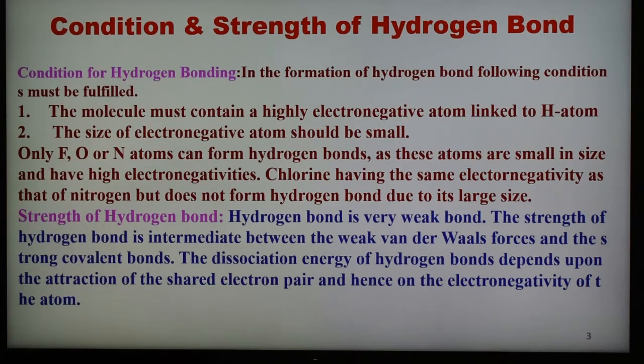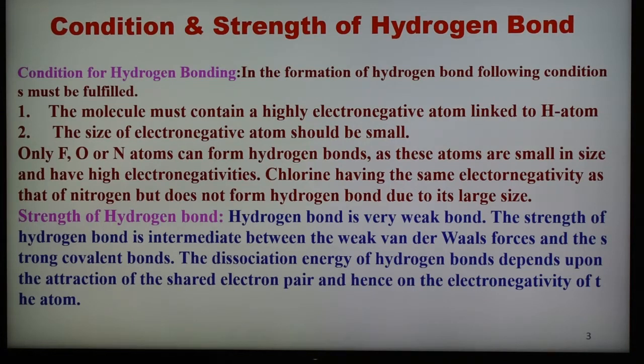And what is the strength of the hydrogen bond? The hydrogen bond is a very weak bond, and its strength is intermediate between weak van der Waals forces and strong covalent bonds. Therefore the bond dissociation energy for a covalent bond is between 209 to 418 kilojoules per mole, while that for a hydrogen bond is only 12.6 to 41.8 kilojoules per mole. The dissociation energy of the hydrogen bond depends upon the attraction of the shared pair of electrons, and hence on the electronegativity of the atom.